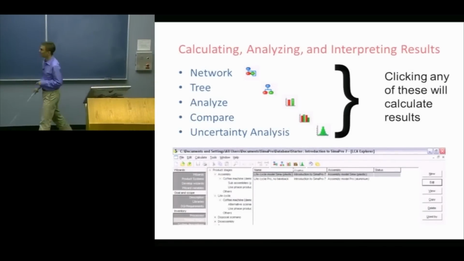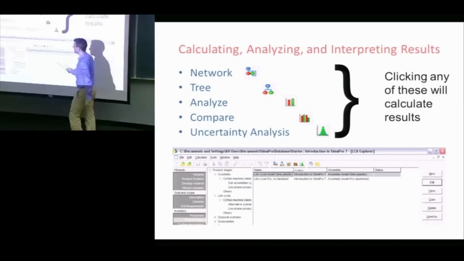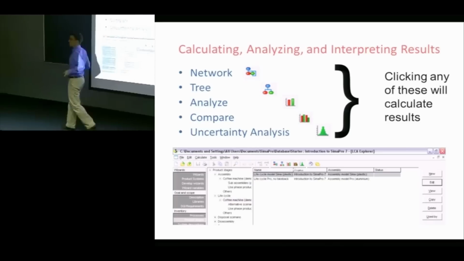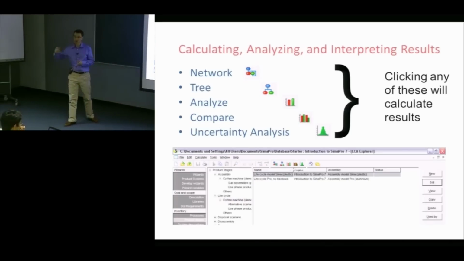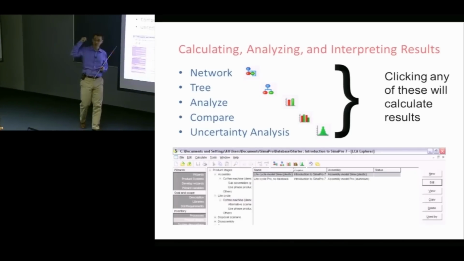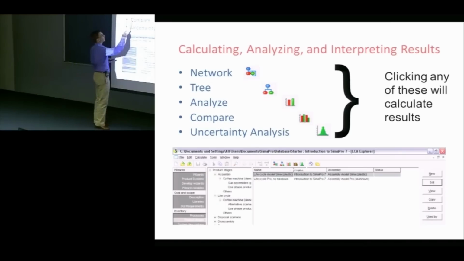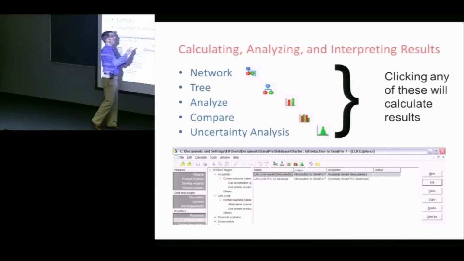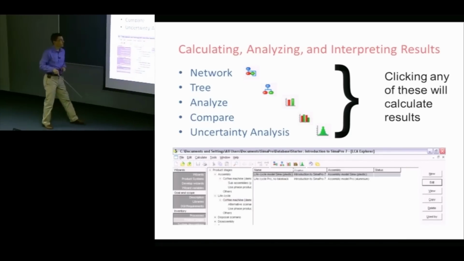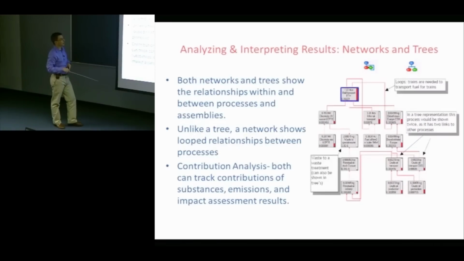Now, to Vineet's question, what are those tabs? So basically, once you've put all those unit processes together, you've defined your assemblies, you've defined your life cycle, you've defined your disposal routes, so your end-of-life routes, then you put all that together, and then you want to analyze it. So there are different terms used in Simapro. There's network, there's tree, there's analyze, compare. And then the question Vineet asked, what was the histogram? That's your uncertainty analysis, it's Monte Carlo there. So he's talking a little bit about it.